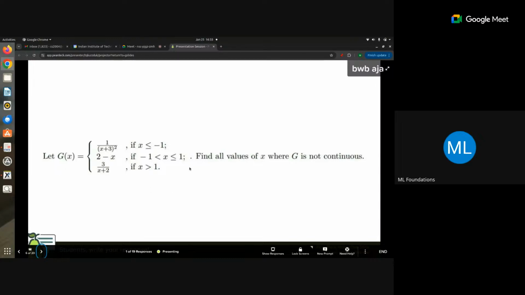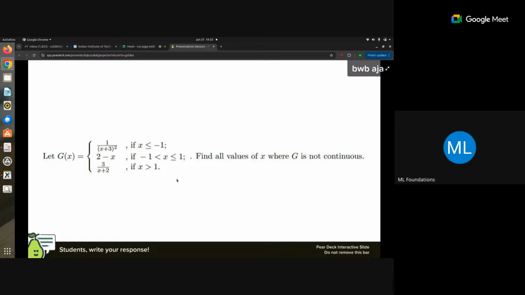Okay, so find all values of x where g is not continuous. You have to write your values comma separated. This is the function. When x is less than or equal to minus 1, it is 1 upon x plus 3 square. Between minus 1 and plus 1, it is 2 minus x. And when x is greater than 1, it is 3 upon x plus 2. We have to find the values where g is not continuous. You just go ahead, and I'll let you know.